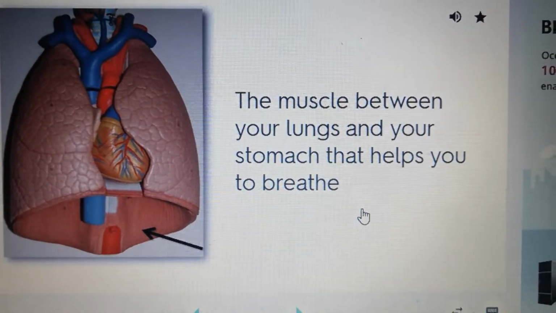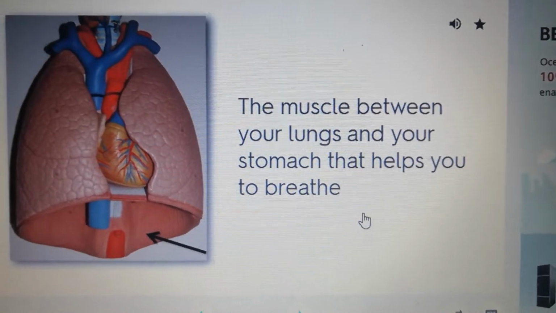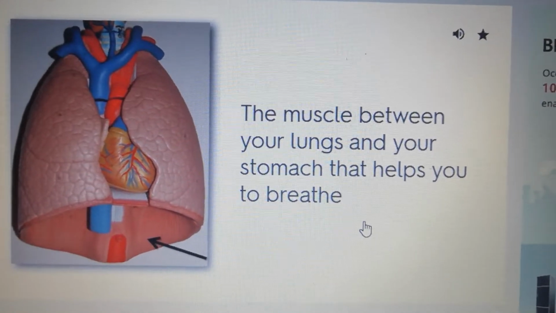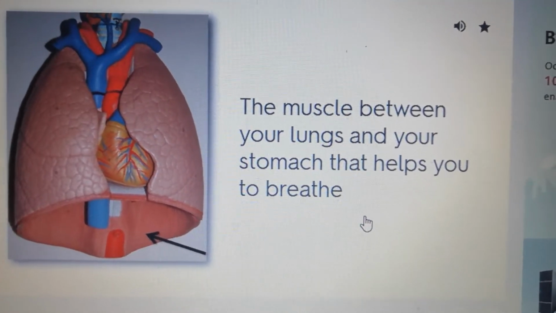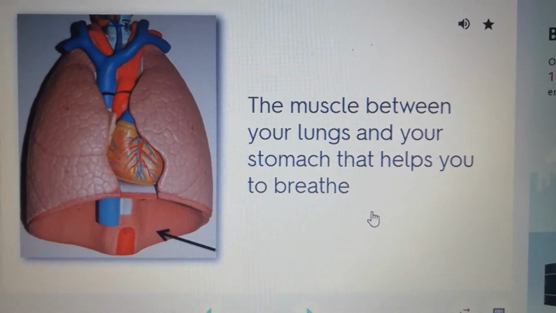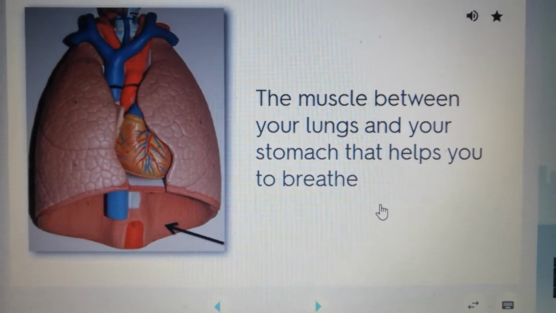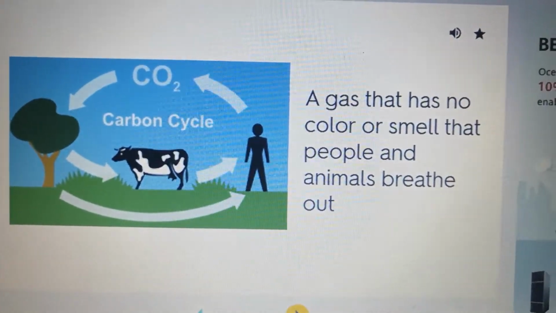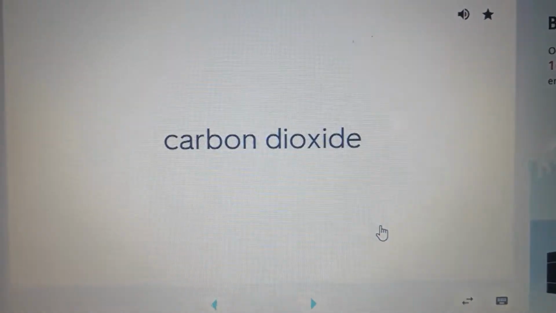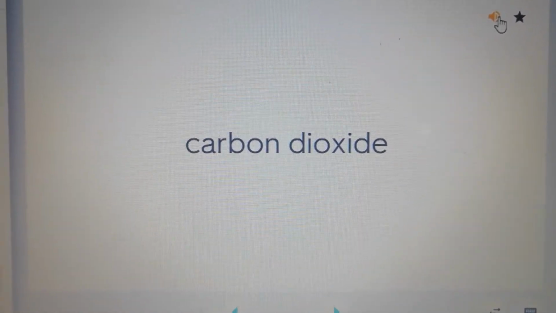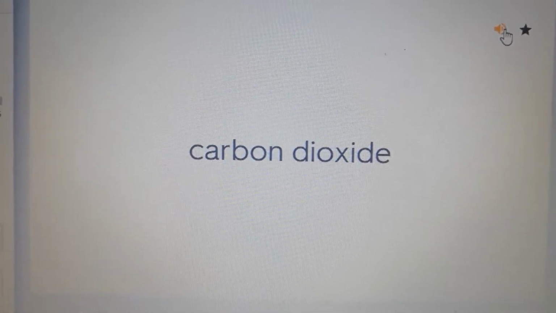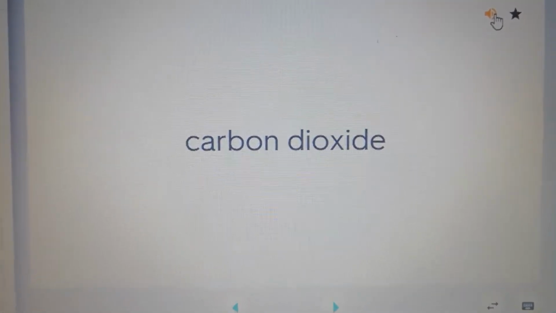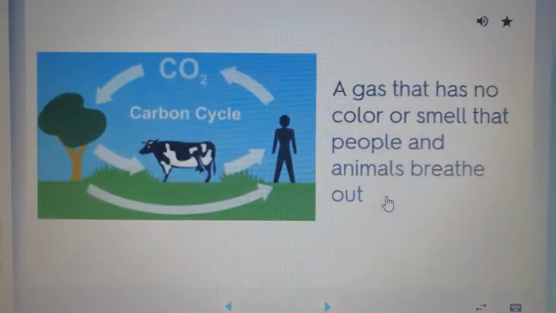For example, the baby's diaphragm moved in and out as he or she slept. Sometimes when we sing a song, we have to sing from our diaphragm, so it will give you a nice voice. Okay, diaphragm. The next word is carbon dioxide. What is carbon dioxide?